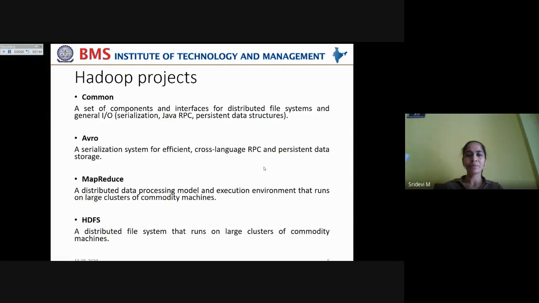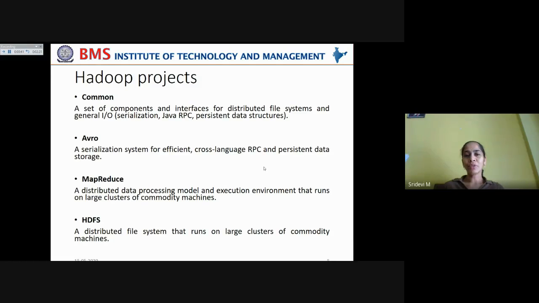And even you can work on data situated at different data centers also, not only on a cluster in a single data center. Now, other Hadoop projects we discussed are Common, which includes a set of components and interfaces for distributed file systems and general input-output. And this implements serialization, that is converting your Java objects into byte streams and again back into Java objects, which is mainly used for transferring large amounts of data across the network. And even Java remote procedure calls are implemented by Common, and persistent data structures are used in order to store the data by using this Common project.